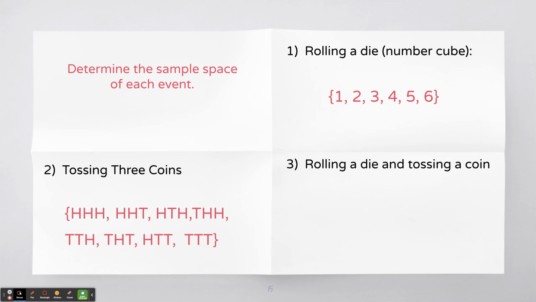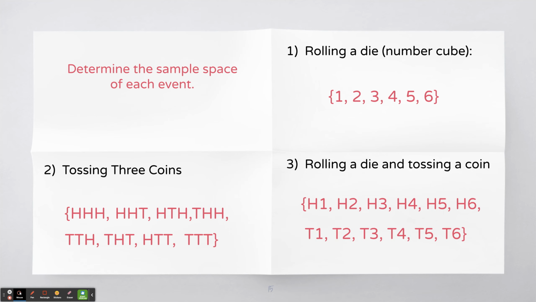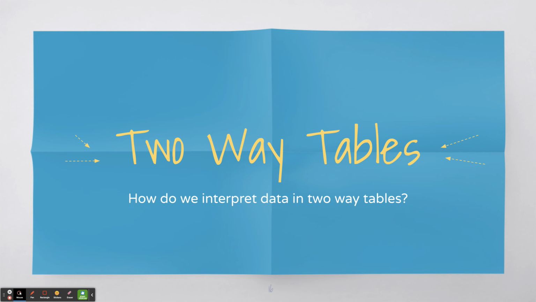So I might get heads and 1, heads 2, heads 3, all the way up to heads 6, right? That's one possible outcome. I might get tails with 1, tails and 2, tails and 3. And notice I have 12 elements in this sample space. So that's how we deal with sample spaces. Now we're going to jump to two-way tables because also related to set theory.